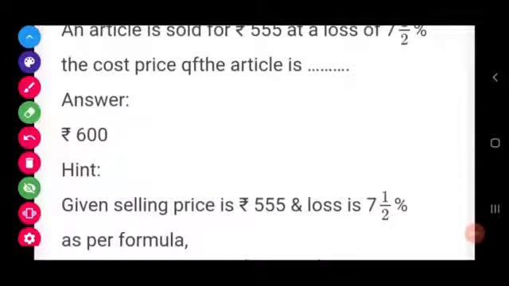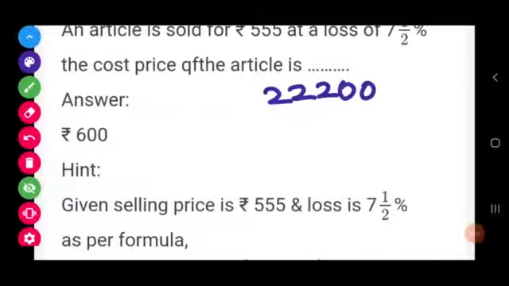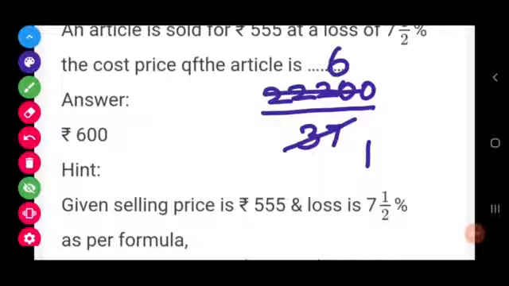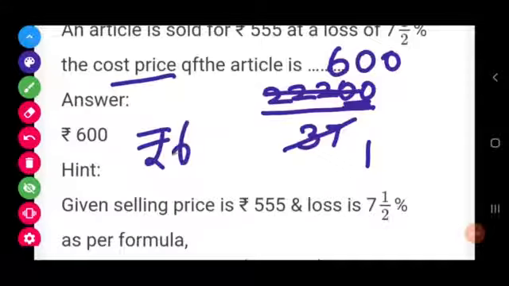If you multiply the numerator, we have 200 into 1111. So 2 222 and then 00 divided by 37 we have. So if you are cancelling this one, 1 37s are 37, 6 37s are 222. We have 2 zeros here. So our cost price will be rupees 600. That is our answer. Clear?